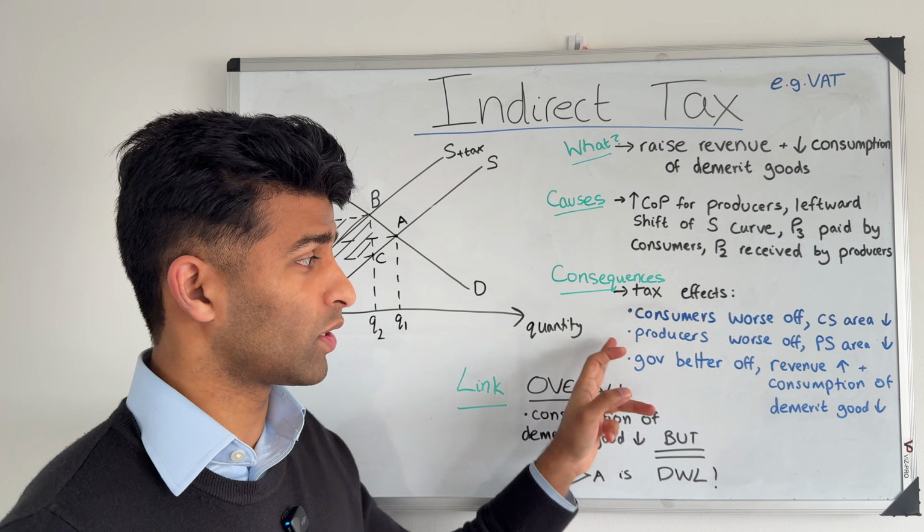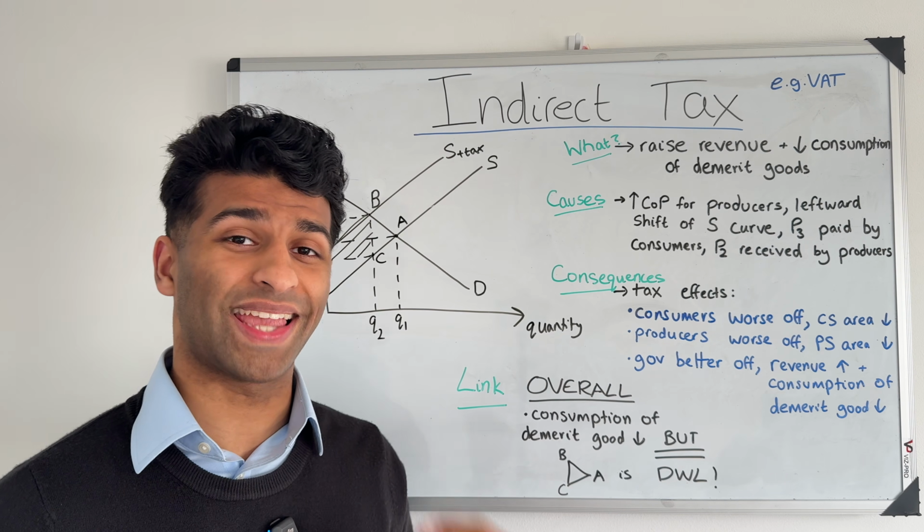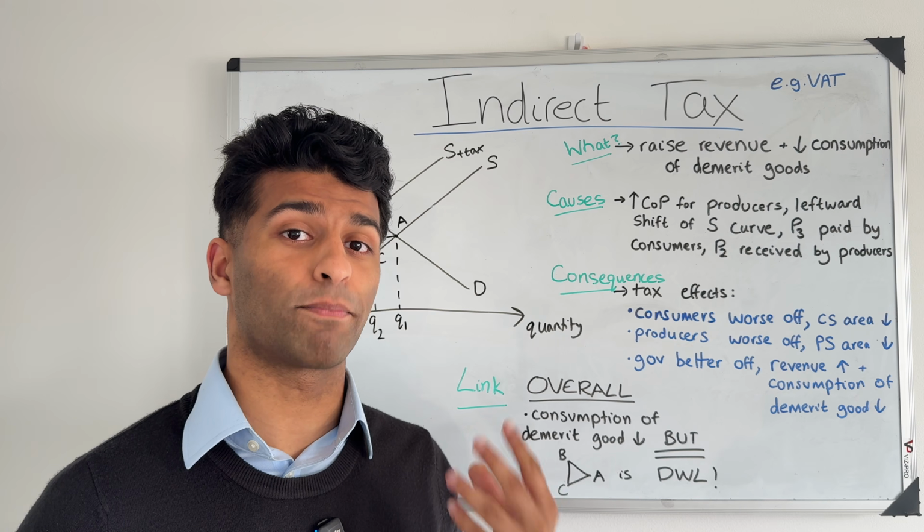Next, we look at producers. We know that because of the imposition of an indirect tax, the area of producer surplus falls, which means that profit falls.